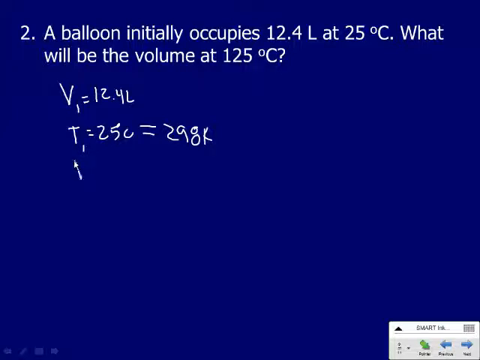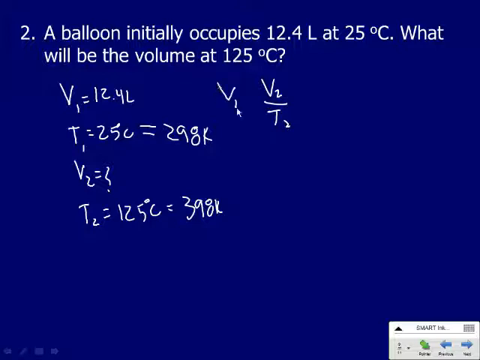And then we're looking for a V2, and we have T2, and that is 125 degrees Celsius. And what's that? 398. It's 100 higher than the other one. Okay. So same calculation, V1 over T1 equals V2 over T2.